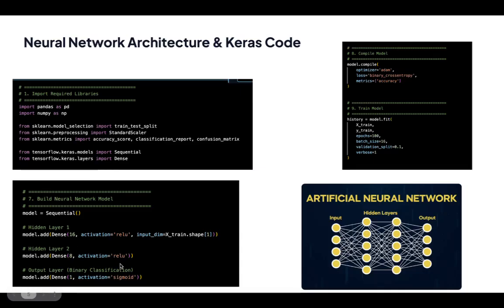So this is how we built the model. We used a hidden layer with 16 neurons using ReLU activation, a second hidden layer using 8 neurons, again with ReLU activation, and an output layer using sigmoid activation, and that outputs a probability score between 0 and 1 for high risk or not at high risk. Then we trained the model, we compiled using Adam optimizer and binary cross entropy, and we trained over 100 cycles in batches of 16.